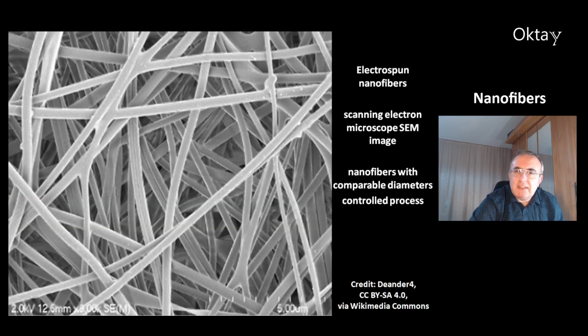This is a picture of electrospun nanofibers, a scanning electron microscope image. And you can see the nanofibers have very comparable diameters. This is very good, because this means you have a controlled process. Very few of the fibers, for example, these two, have a smaller diameter, but most of them are comparable in the diameter size.